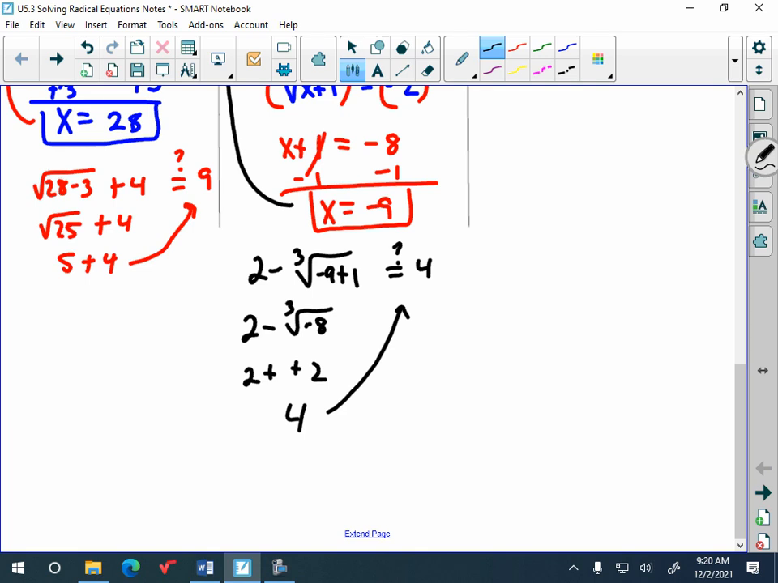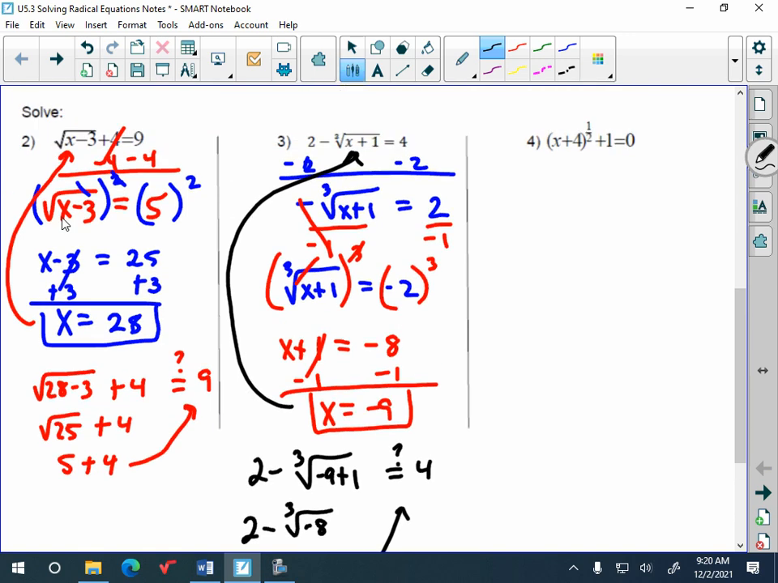All right, and then number 4, it's a fractional exponent, so what I would do, since it's to the half power, I would change it to the square root of x plus 4 instead of working with fractional exponents. Okay, plus 1 equals 0. All right, so now I'm going to isolate the radical by subtracting 1 over. Square root of x plus 4 equals 0 minus 1 is negative 1.